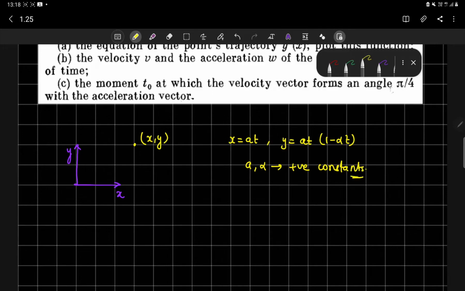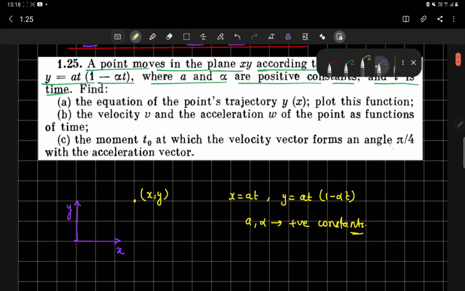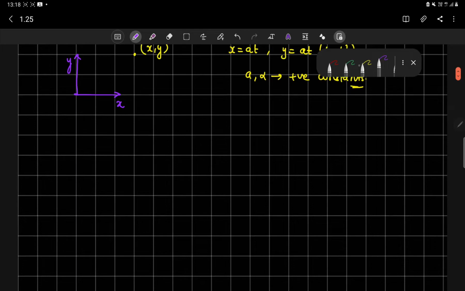Now in the first part, it is asking to find the equation of the point's trajectory, that is y as a function of x, and also to plot that function. Okay, so in the first equation x is given as at and y is given as at times (1 minus alpha t). So here, x is a function of time, and y is also a function of time. In order to find y as a function of x, we have to eliminate t from both the equations.